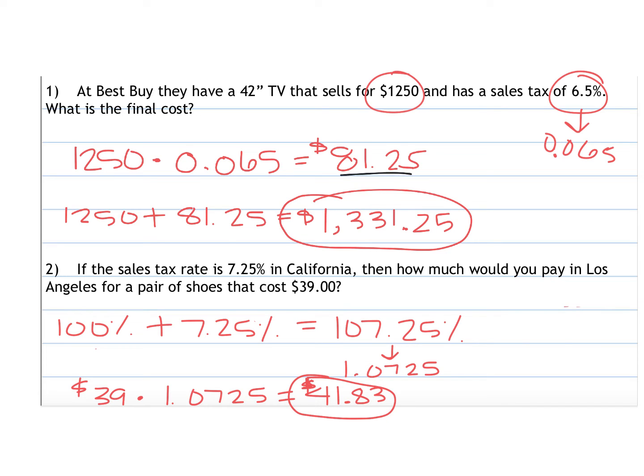And then I took 1,250 and I added it to 81.25, and I got $1,331.25. Second, about the Los Angeles and the pair of shoes, I did method 2, so I did 100% plus 7.25%, so I got 107.25%. I made that into a decimal, and then I did 39 times 1.0725, and I got $41.83 total for the shoes.